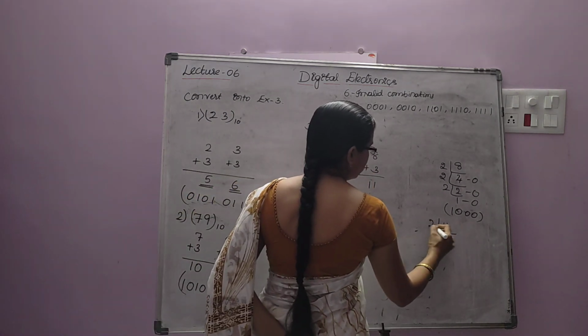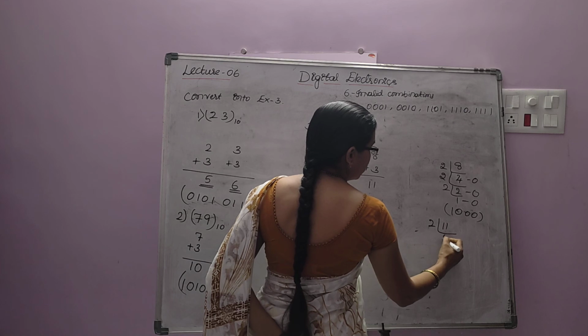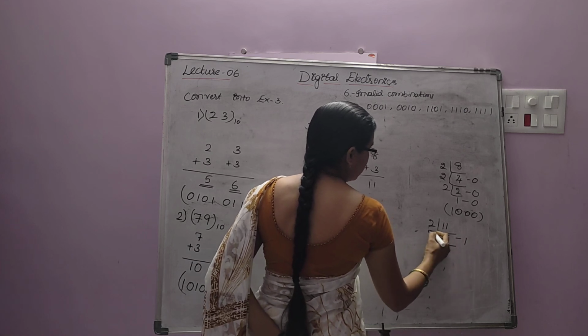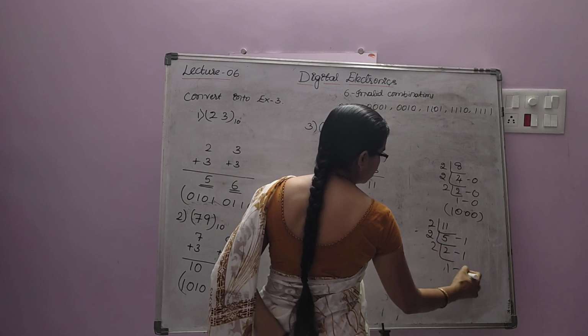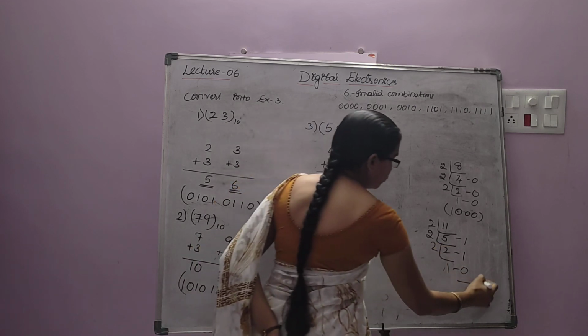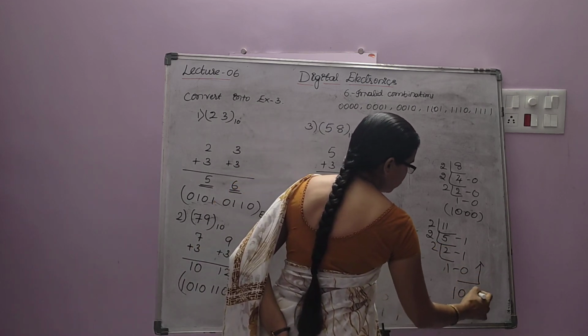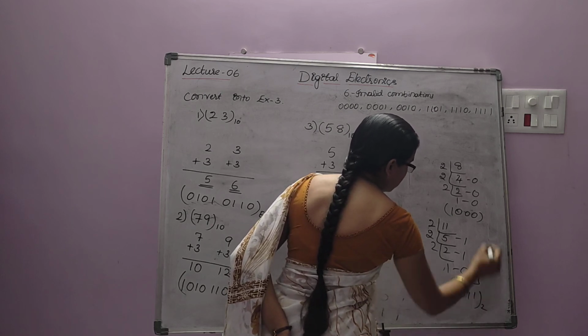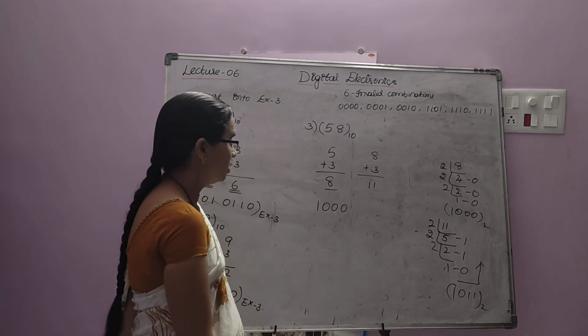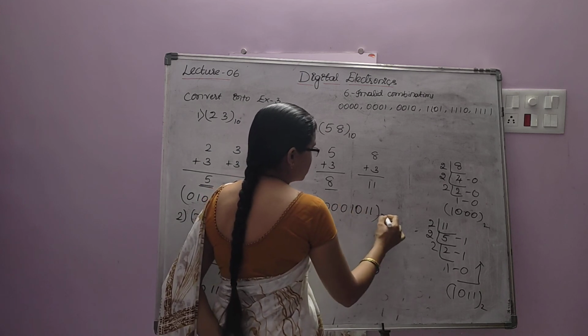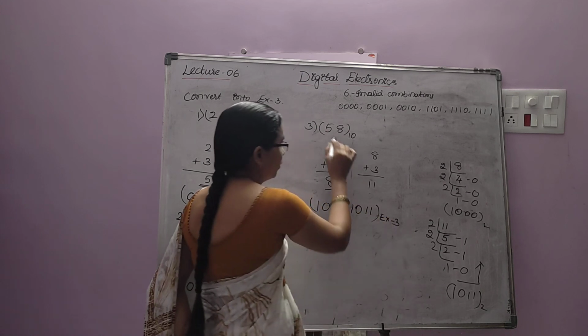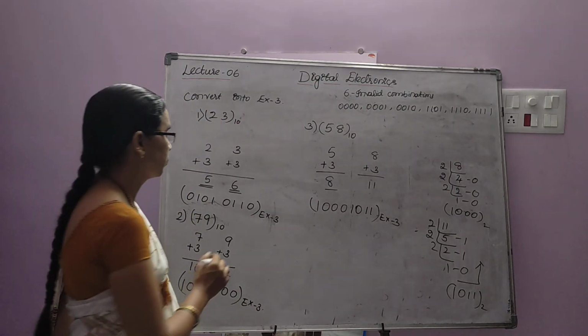11 also you can convert. 2 5s are 10, 1 remainder. 2 2s are 4, 1 remainder. 2 1s are 2, and 0 is the remainder. If you go in this direction, 1 0 1 1 is the binary equivalent of 11. So 1 0 1 1 is the XS3 equivalent of 58.